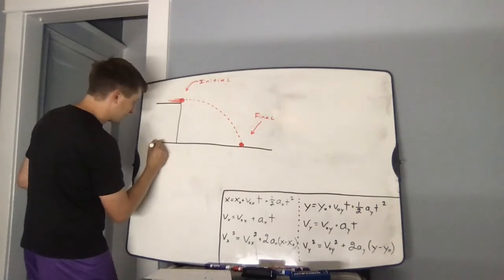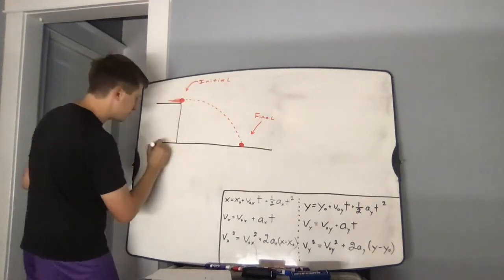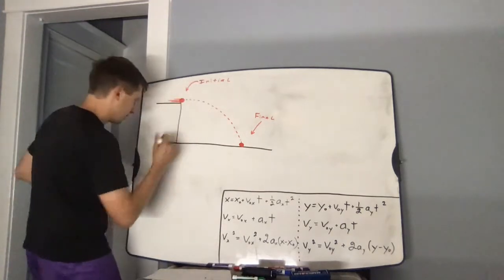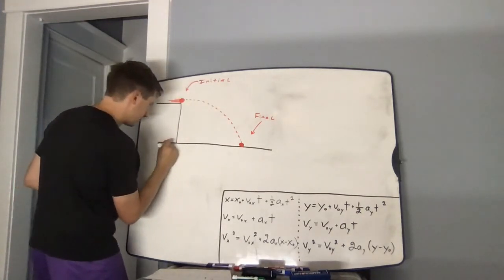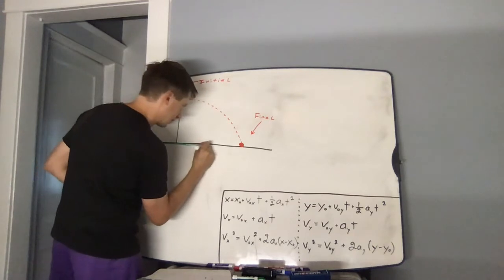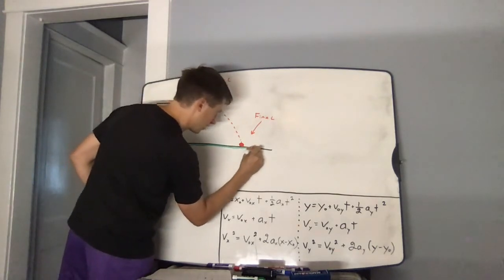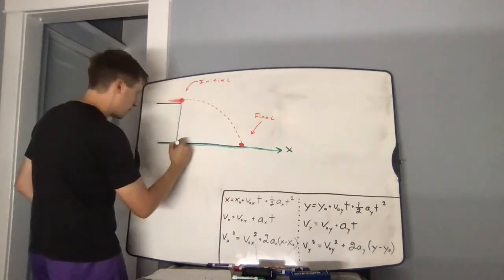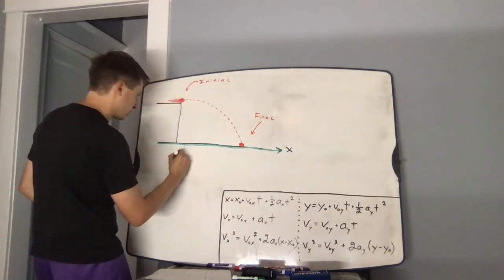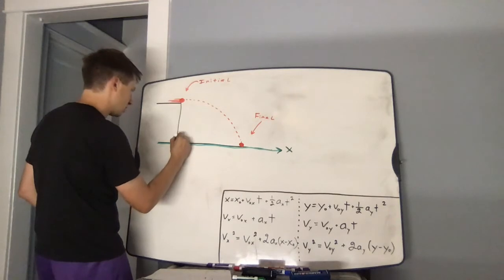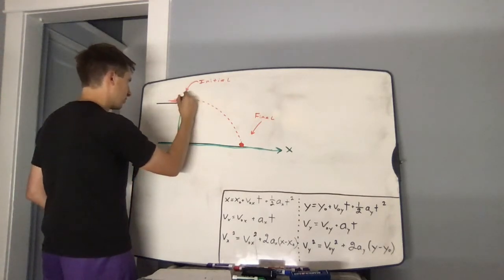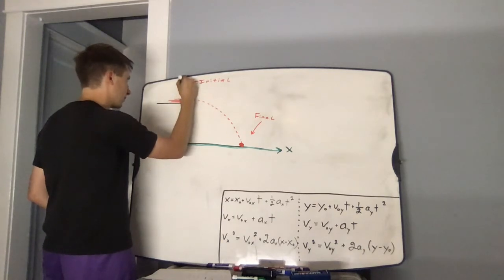I'm going to put the x-axis to coincide with the ground. So my x-axis will be here, coinciding with the ground. So here is x. And my y-axis is going to point straight up along the edge of the table. So here is my y-axis.